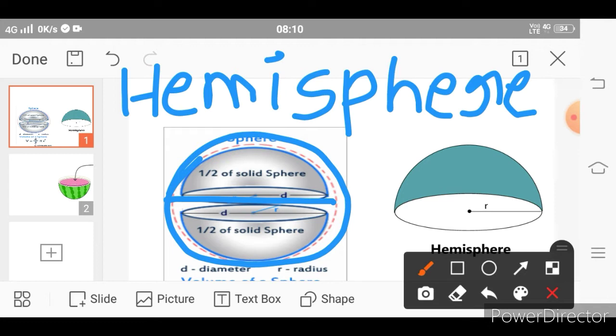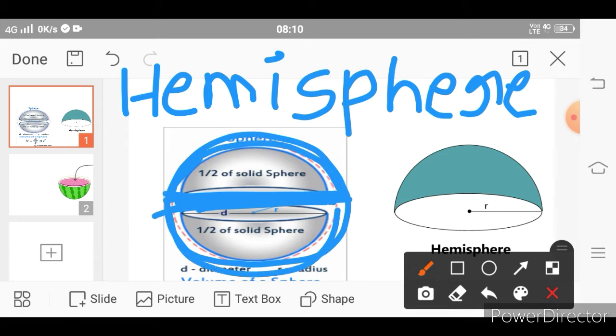That means when we cut this sphere into two halves, two equal parts, that cut passes through the center. Through this center we cut, then a hemisphere is formed. In this hemisphere, R is the radius.